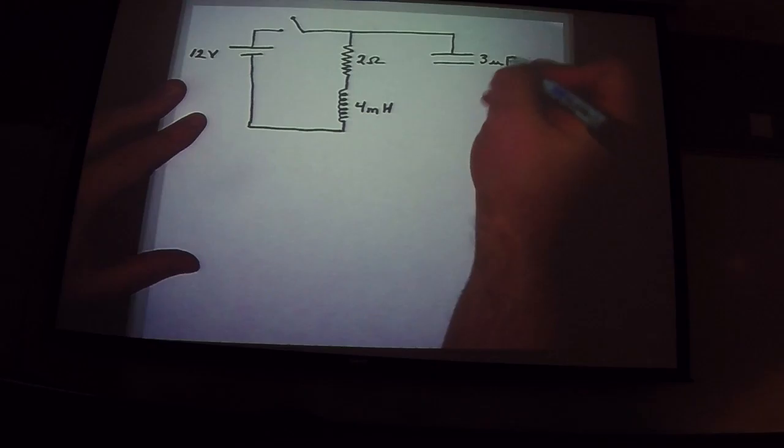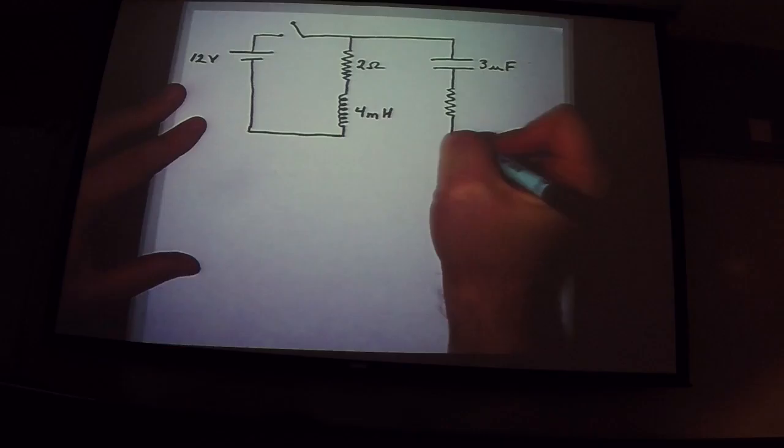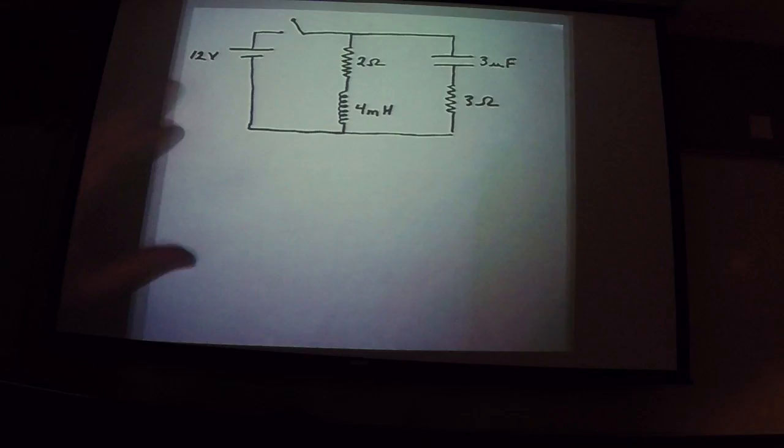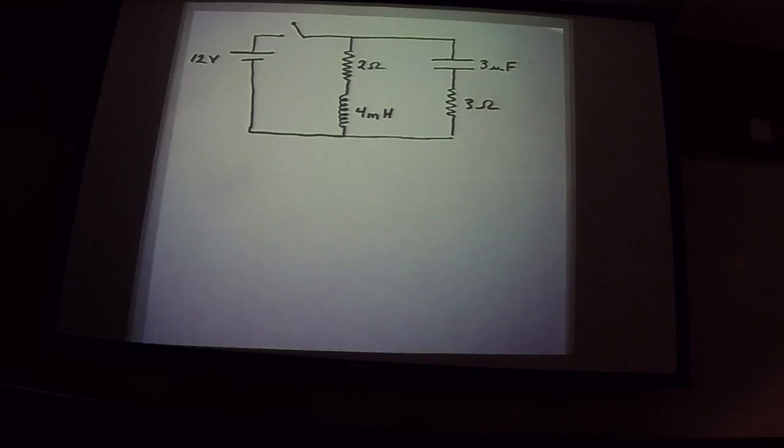And on the other branch, I have a 3-microfarad capacitor and a 3-ohm resistor.